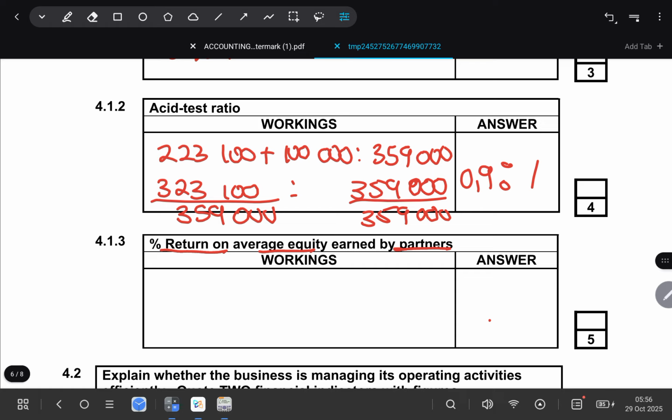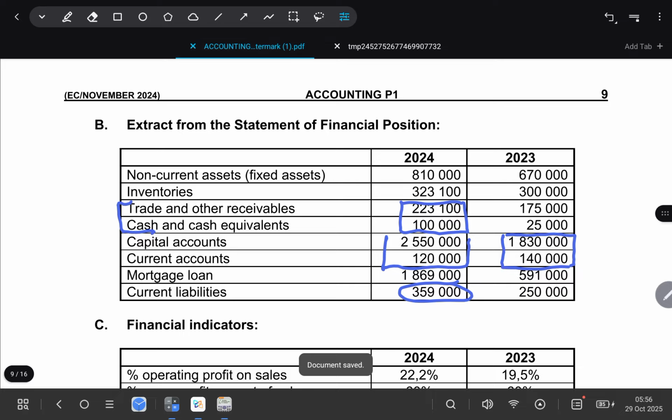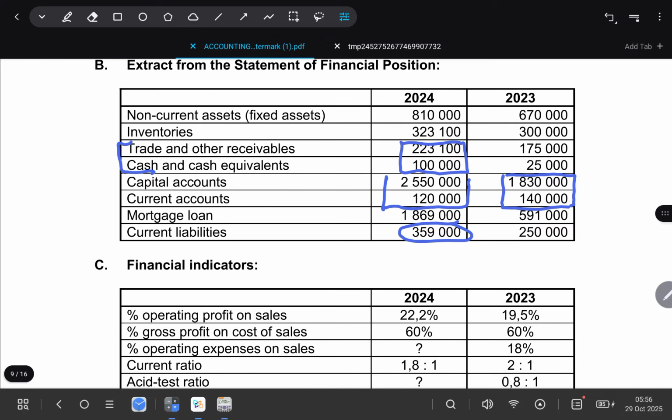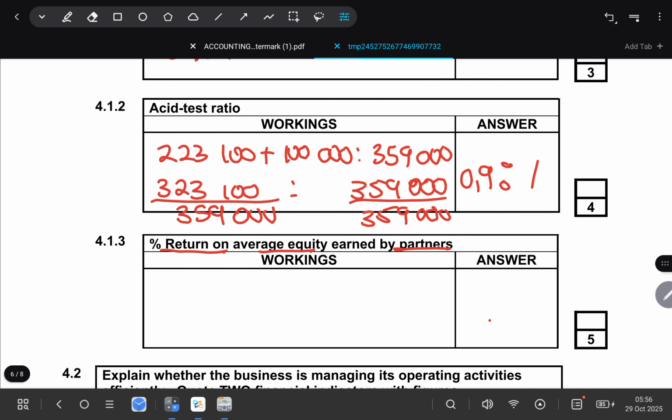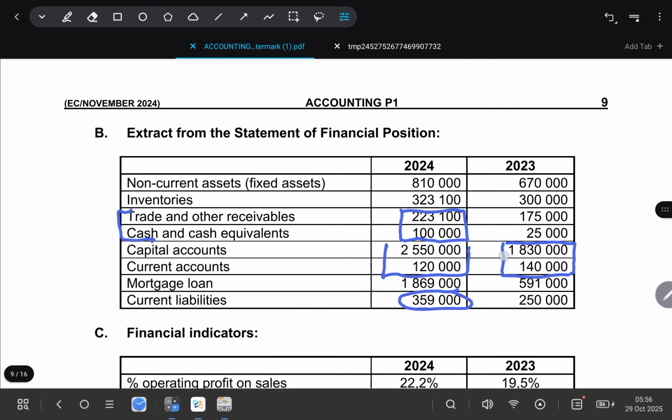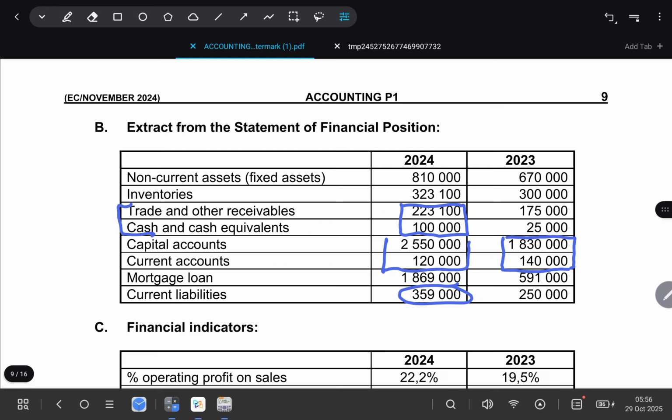So here, I suggest that you calculate your equities separately somewhere on your answer book. If you check our return, it's net profit for the year, which is 629,025. So you are going to say 629,025 divided by one half into, let's start with last year's equity. Last year's equity, for 2023, was 1,830,000 plus 140,000. Let's see how much you are going to get. 1,830,000 plus 140,000 gives you 1,970,000. Then you write it there.